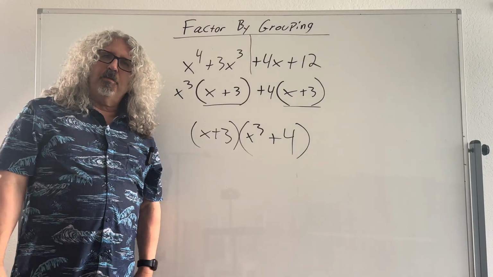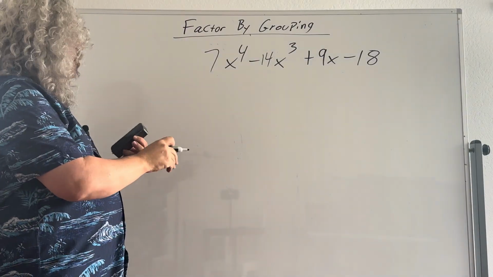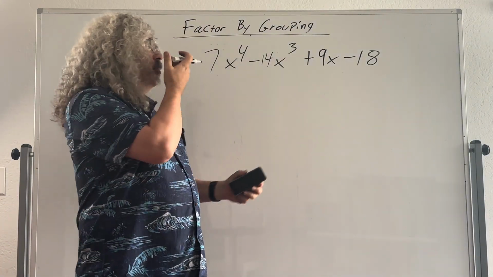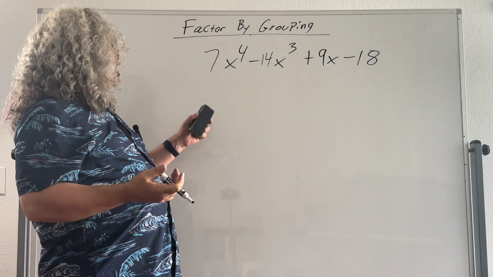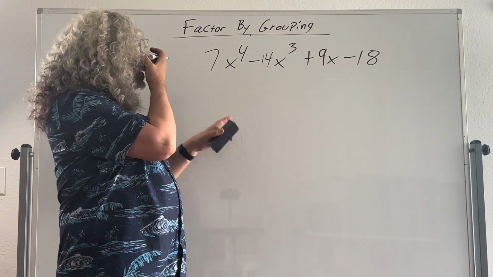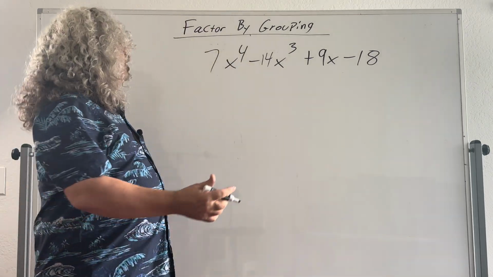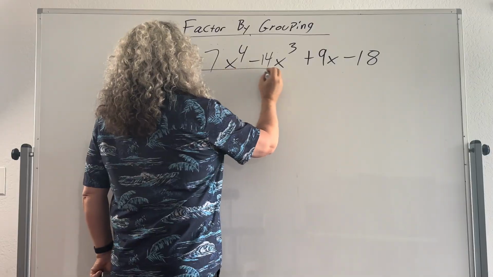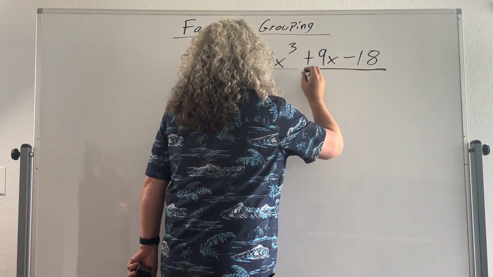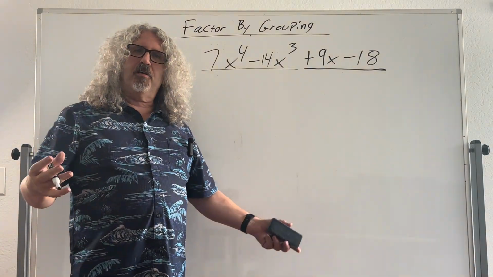Okay. Let's do one with a few negatives on it. Let's take a look at this one up here. When I take a look at this, I see that I have four different terms, but they don't share anything. I can't pull a 7 out of these four. I can't pull a 14, a 9, or an 18. They have four x's, 3, 1, none. They've got nothing. But I do notice that on these two right here, they share some things in common, and these two share some things in common. So that looks like a really good candidate for factor by grouping. Let's give it a try.